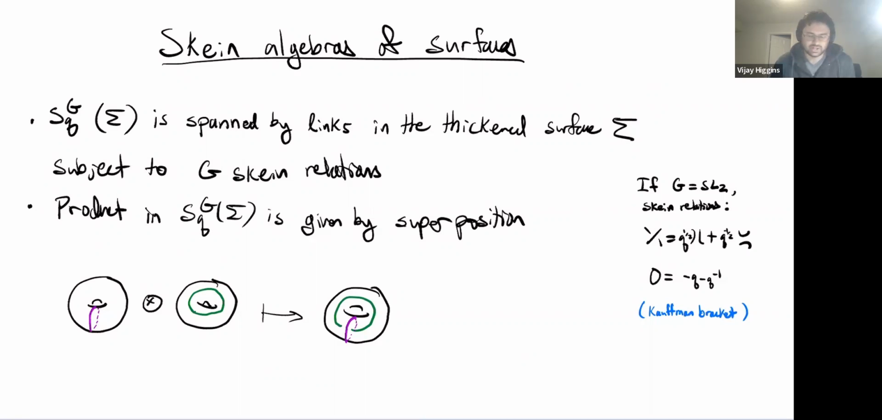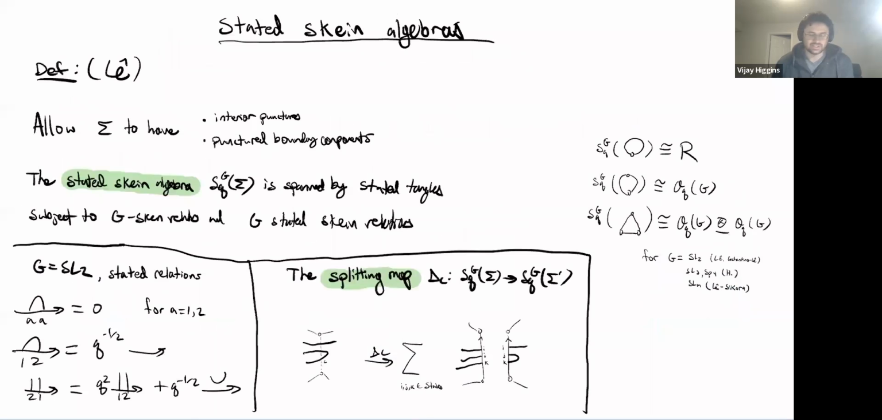So to get a handle on the algebra structure, we'll use some machinery that was introduced by Thang Lê called the stated skein algebra. And the idea of the stated skein algebra is to have the algebra structure be compatible with cutting the surface. So, we'll allow our surface to have interior punctures and also boundary components that have punctures. And we'll think about cutting the surface along an ideal arc whose endpoints are punctures. So the idea is that we'll have a splitting map, which is an algebra map from the skein algebra of a surface to the skein algebra of a surface that's been cut along an ideal arc.